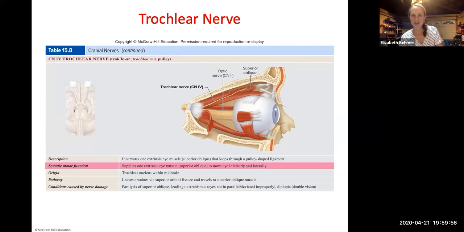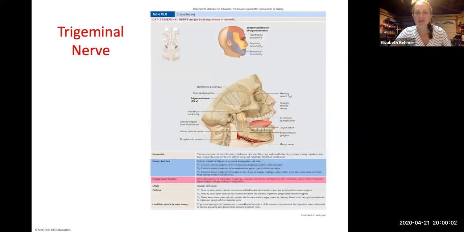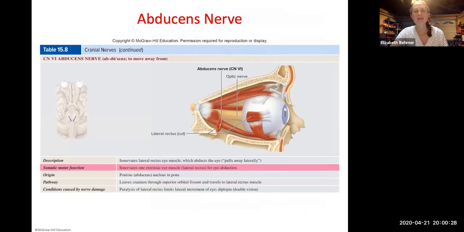Number 4 is the trochlear nerve. This supplies your superior oblique muscle with movement. The trigeminal nerve innervates muscles of mastication, so it helps with chewing. That's the primary motor function of your trigeminal nerve. Some other muscles that have to do with swallowing as well. The trigeminal nerve is called tri because it has 3 big branches that come off of it. So that's cranial nerve number 5. The abducens nerve innervates the lateral rectus muscle for eye abduction. So lateral rectus moves your eyeball laterally.